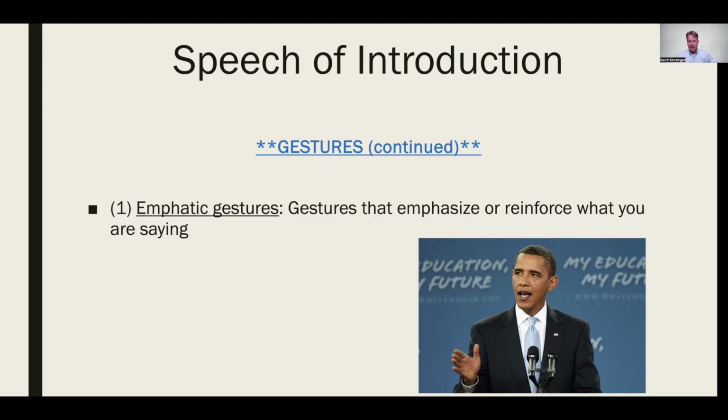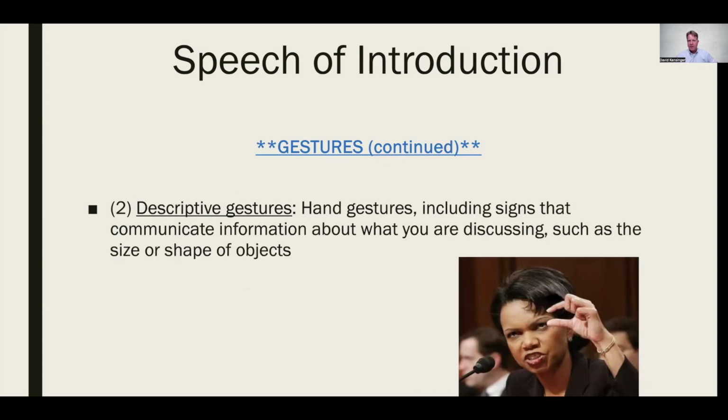However, this second type of gesture is called descriptive gestures, and there are very specific meanings to all of these descriptive gestures. Here's our definition. Hand gestures, including signs that communicate information about what you are discussing, such as the size or shape of objects. It's what we see in this image here of Condoleezza Rice. She is displaying a descriptive gesture. She is explaining something verbally, but then her fingers, her hands are helping her, right? She's no doubt describing the size of something.